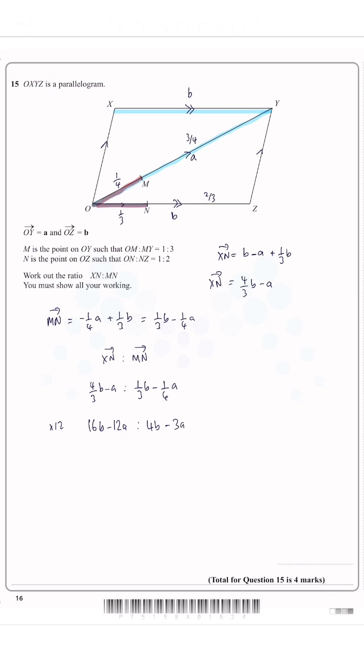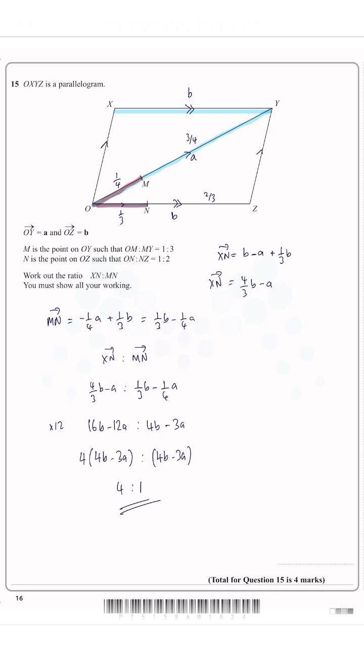So this becomes your two vectors. Now I can see between the two of them, I could factorize the first one, it becomes 4 bracket 4b minus 3a, and the second one remains as 4b minus 3a, which is the same thing. So what does that tell me? Well, if I divide everything by the vector part, it becomes 4 to 1 as a ratio, and that is what they wanted from the question, and that's your answer.